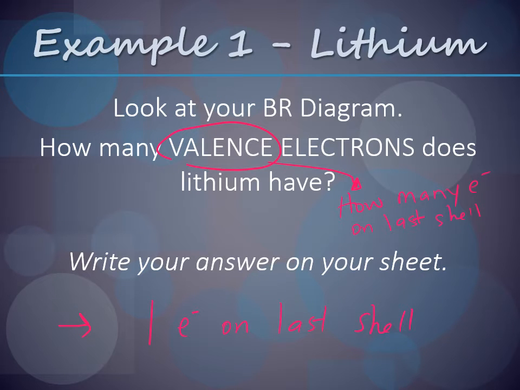Let's look at that Bohr-Rutherford diagram. How many valence electrons does lithium have? When we say valence electrons, we're talking about how many electrons are there on the last shell. Valence electrons are the electrons on the last shell. If you go back, you'll notice that there was 1 electron on the last shell.